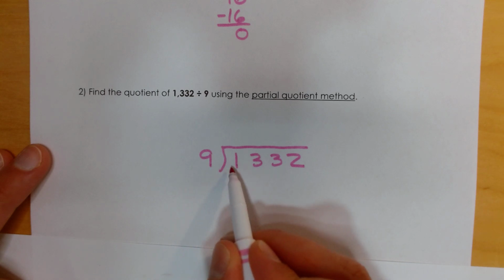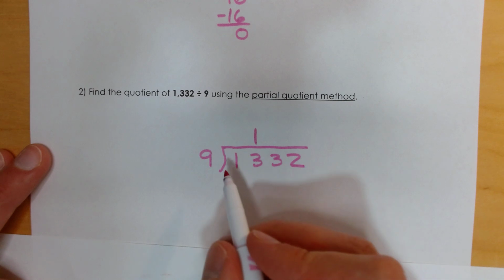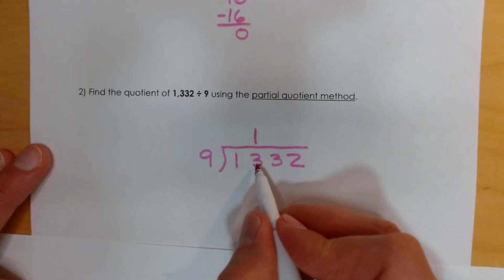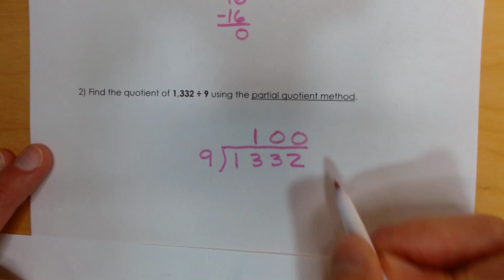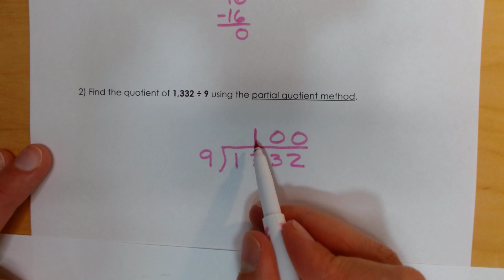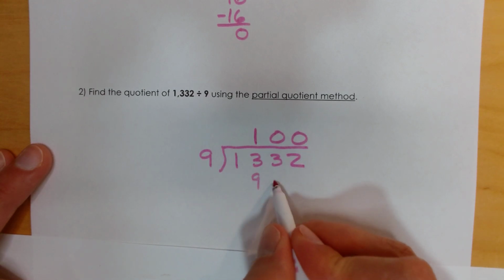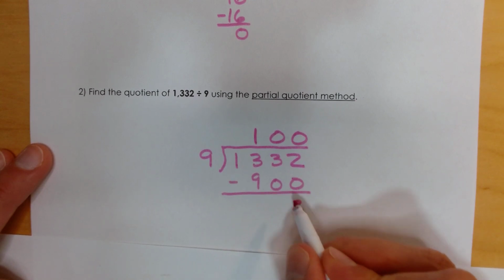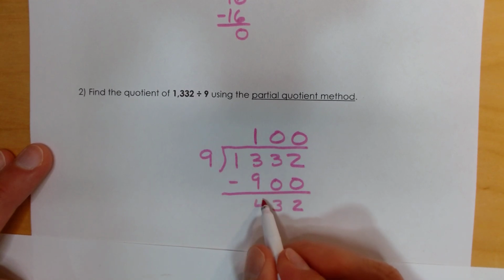How many 9s go into 13? Well, I can only fit 1 into 13, right? But because I'm in the hundreds place, it's not really just 1 into 13, it's 1 into 1,300. So I'm going to place 2 placeholder zeros here, and I'm going to say it goes in there 100 times. 9 times 100 is 900. So let's do some subtraction here. 2 minus 0 is 2, 3 minus 0 is 3, 13 minus 9 is 4.